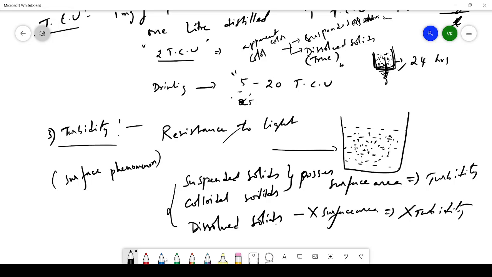Right. This is the basics of turbidity. Now let us see how we will find out the turbidity. How do we measure turbidity?